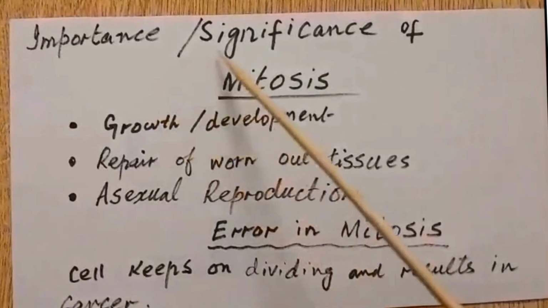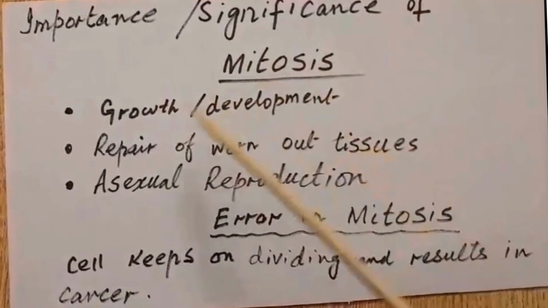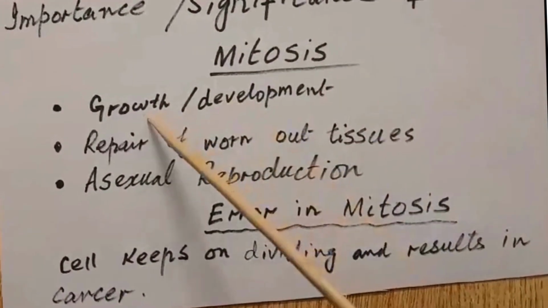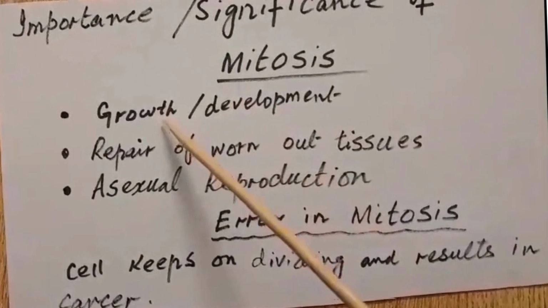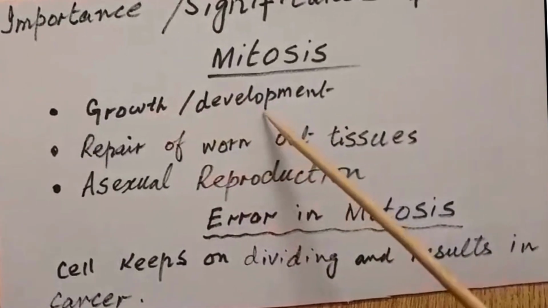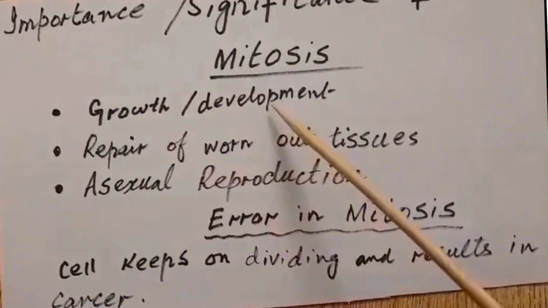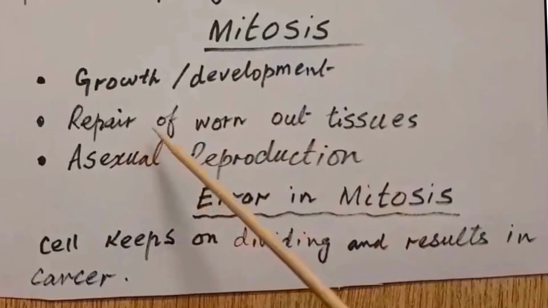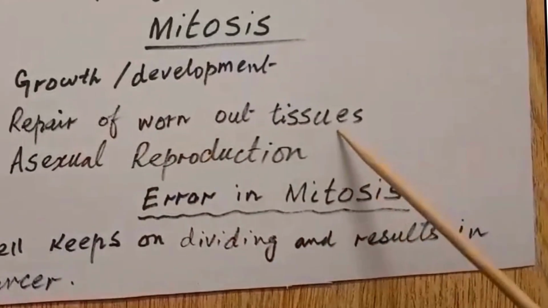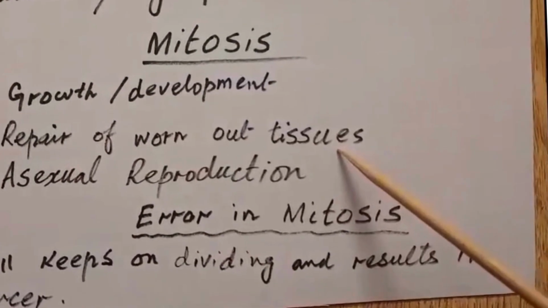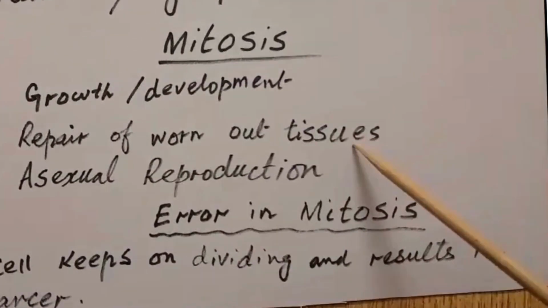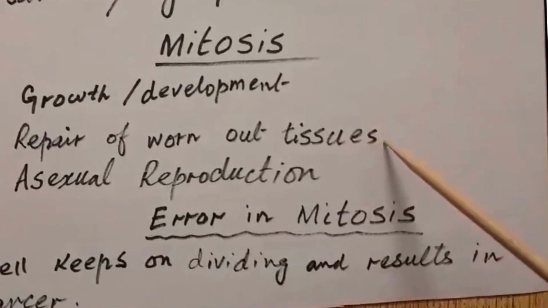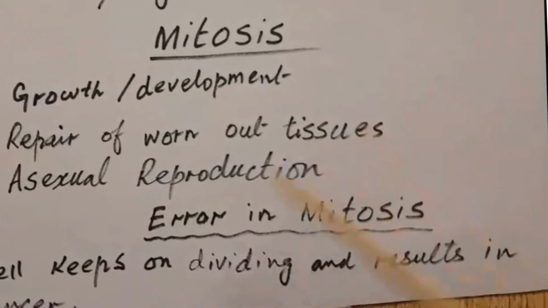The importance or significance of mitosis is that it is important for growth and development. Growth means increase in the number of cells, and development means when the cells differentiate into different tissues or organs. Mitosis is also important for repair of worn out tissues. For example, the cut skin will heal up, or the fractured bone cells are going to regrow.